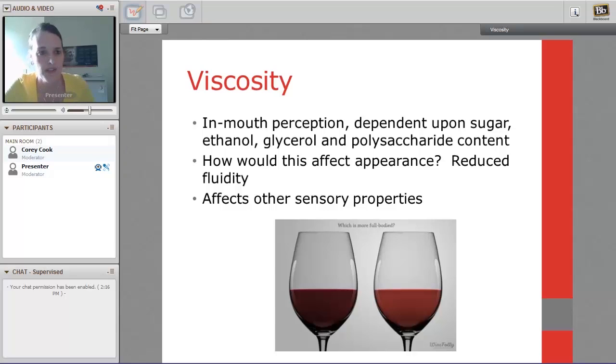So in-mouth perception of viscosity is dependent upon sugar, ethanol, the alcohol concentration, so whether it's 8% alcohol or whether it's a really big wine and it's 15%, glycerol, and also polysaccharide content. So how does this affect appearance? If you're swirling the wine, you can have reduced fluidity if it's more viscous. It can also affect other sensory properties because of the way that the aromas bind. So if you look at the little picture there, which wine is more full-bodied? You can kind of think of that and maybe have a guess with that one. But that is something that you can actually look at, and once you manipulate it in the glass, once you swirl it around, it can give you an idea about how viscous that wine is. But obviously, once you put it in your mouth, that would definitely confirm it.